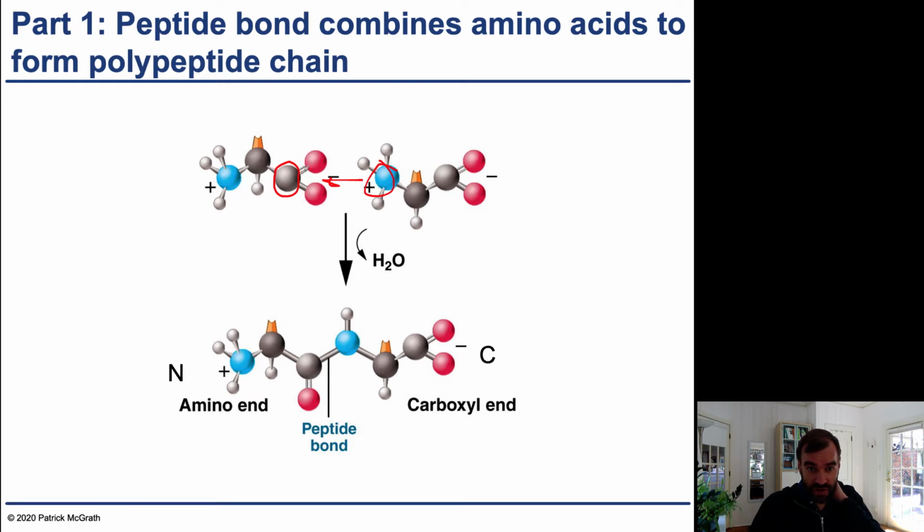You can see the double bonded O remains here, but you lose this oxygen right here. And there's actually an H group attached as well, and then you lose the hydrogen here. So as an end result, you have an H2O group formed, a water molecule formed, and now you've combined 2 amino acids together.